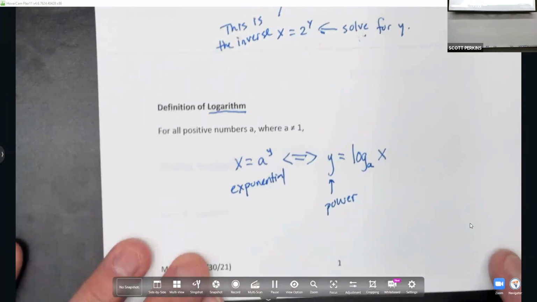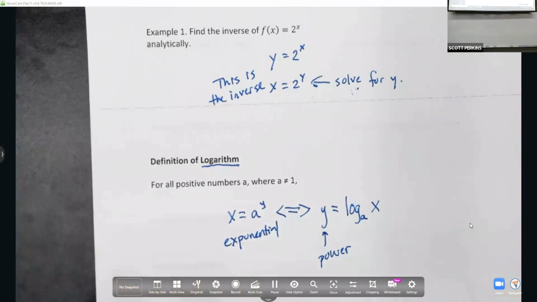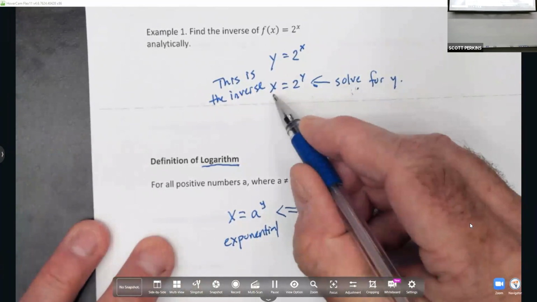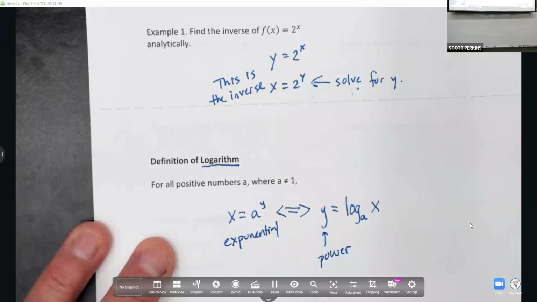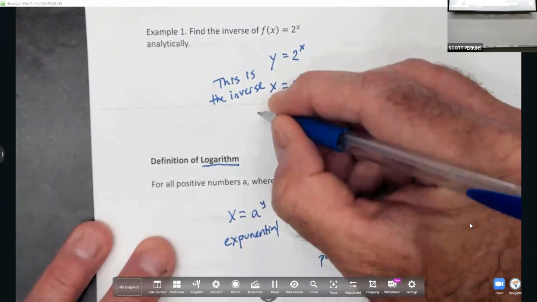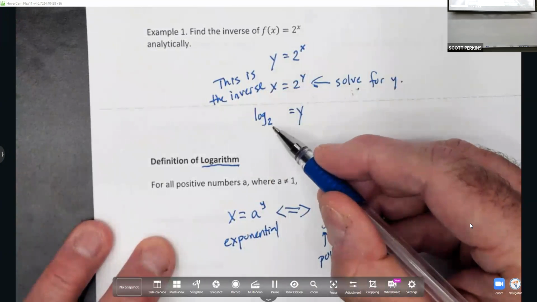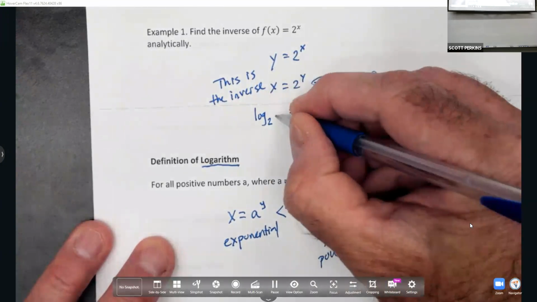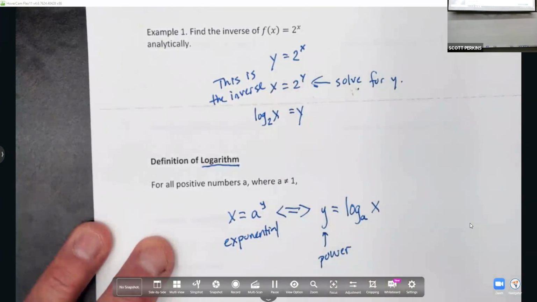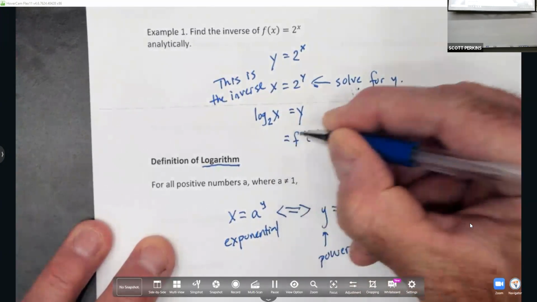Now, just going back up, we'll finish off finding the inverse. So now that the problem is resolved notationally, what I've got here is x is equal to 2 to the y. So according to my definition, the way I can rewrite this now is that y is equal to log base 2. Now that's a subscript. That's not multiplication. Log base 2 of x. And that is my inverse.